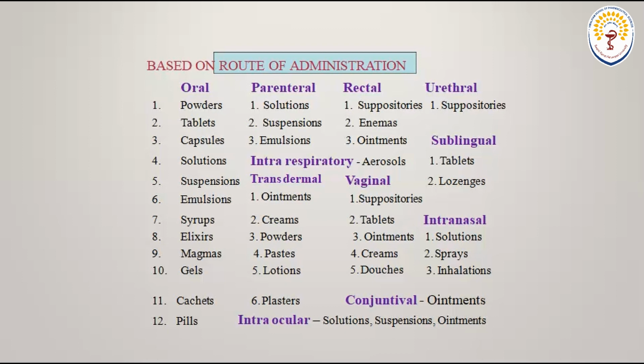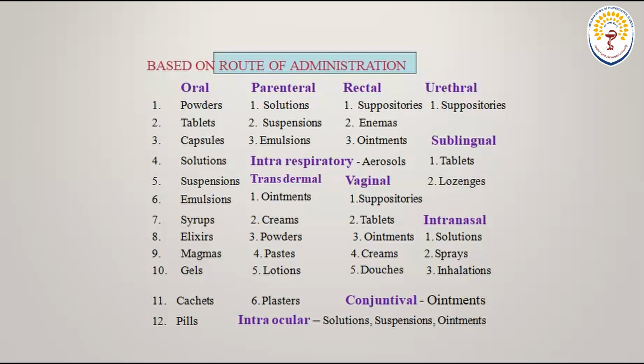Second is parenteral route. Parenteral route, by injectables, directly into the systemic circulation. Solution, suspension or emulsion are the best examples for parenteral preparation. Now rectal, through anus: suppository, enema and ointments are there. Urethral, through urethra: suppositories. Next, sublingual, under the tongue: tablets and lozenges.